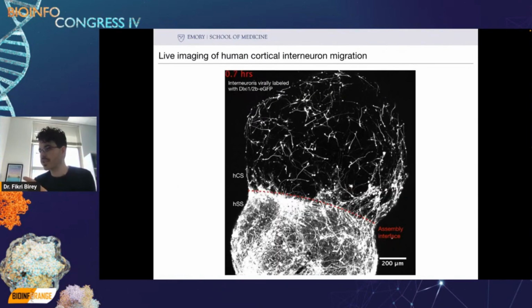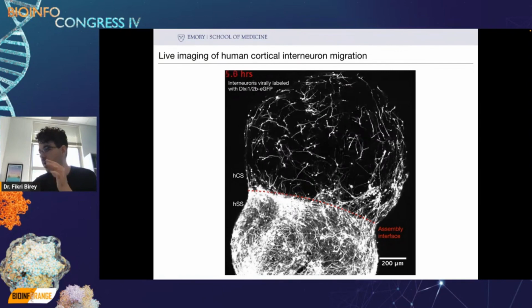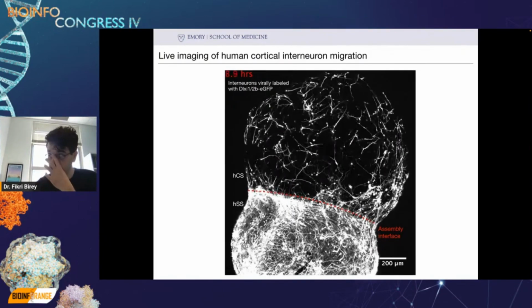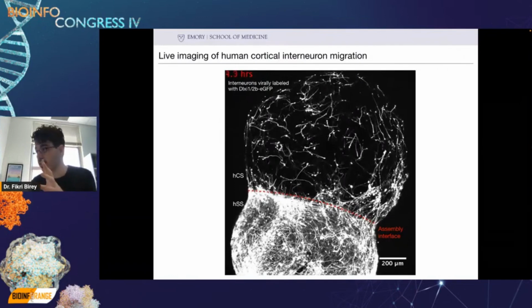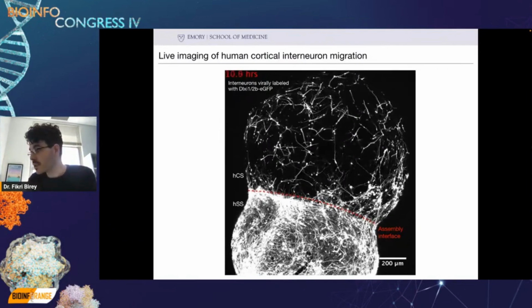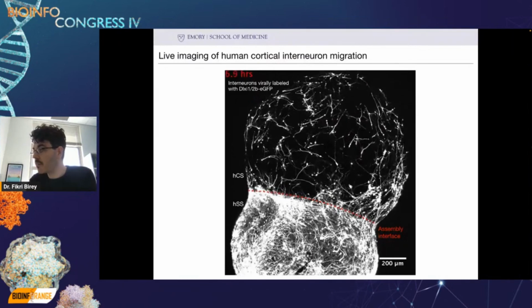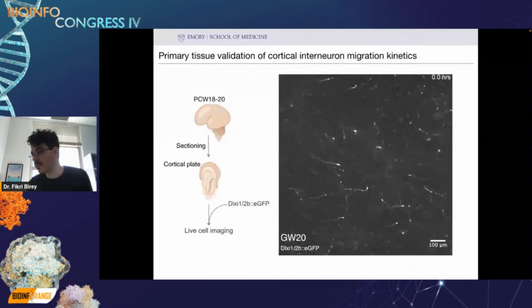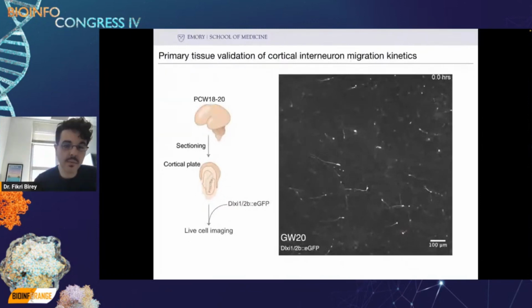So when we started watching these things live, we were happy to see that this is indeed the way that they were moving. And I'll give it a second for you to sort of appreciate this. But then I talked about validation being an important step. We really wanted to see if we can compare the kinetics of the movement in the assembloids to the kinetics of the movement from the primary tissue.